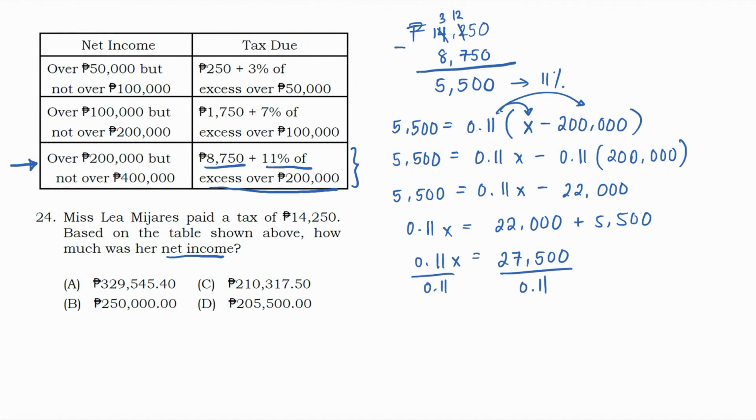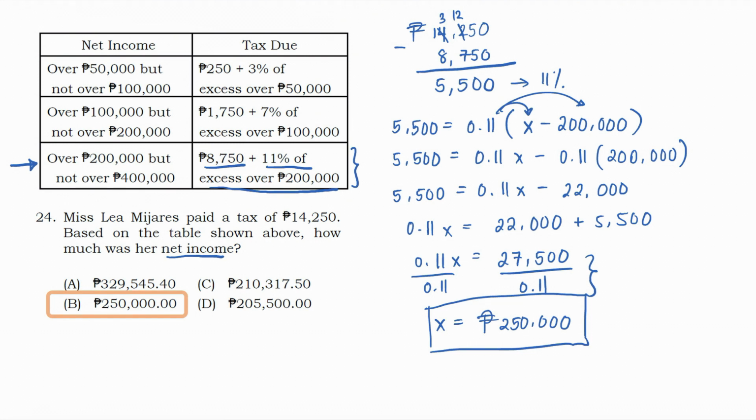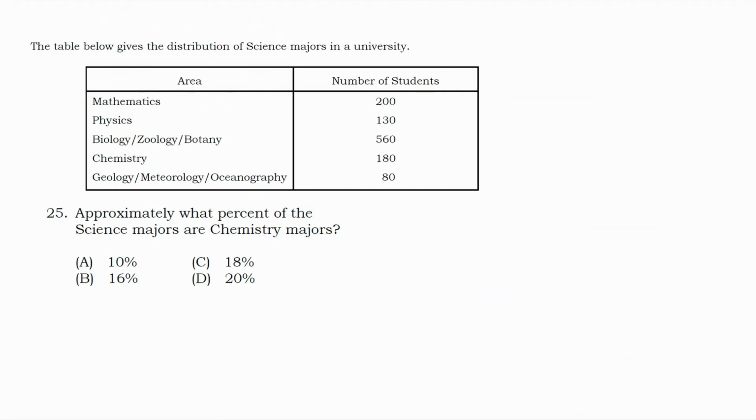Ayan, tinuturo ko yung parang pinaka-basic. So, kung alam niyo na to, you can skip this part and then tuloy-tuloy lang kayo sa pag-solve. So, x is equal to, i-divide nyo lang to, 27,500 divided by 0.11. Yung makukuha nyong sagot is 250,000 pesos. So, this one is her net income. Letter B. Number 25, approximately what percent of the science majors are chemistry majors?